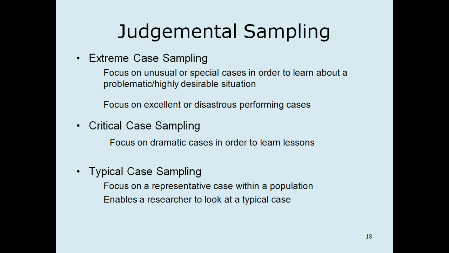Second one is critical case sampling, and the final one is typical case sampling. Extreme case sampling is where we find a person or a company that is doing something extraordinarily good, or extraordinarily disastrous, where something really bad has gone wrong. That's great to look at, and the justification is that we want to learn lessons from it.